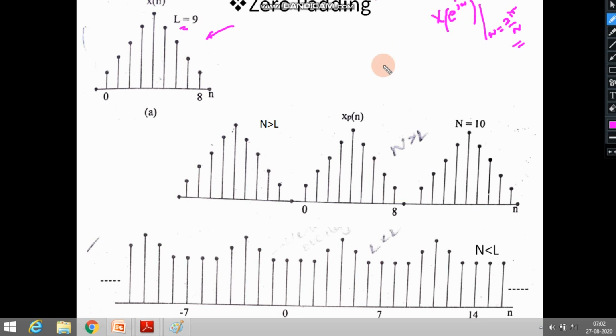And we have said that the number of sampling points, N, should always be greater than or equal to the length of the samples. That is, if the length L is equal to 9, then N should be greater than or equal to L. The number of sampling points should be greater than or equal to the number of samples in the discrete time domain signal.